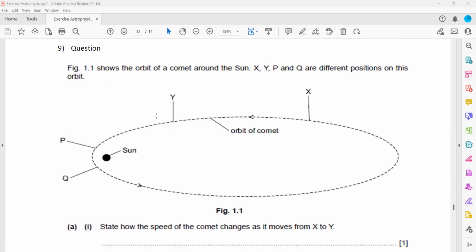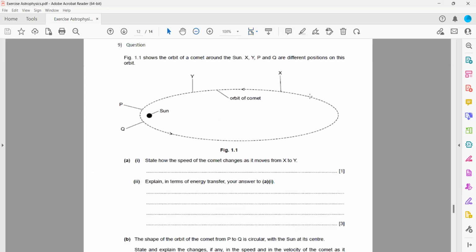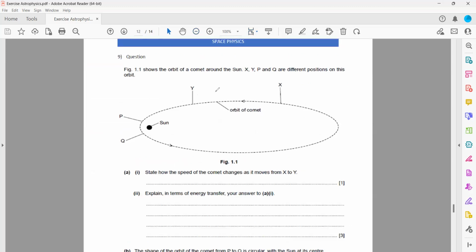In question 9, figure 1.1 shows a comet around the Sun. X, Y, P, and Q are different positions. State how the speed of the comet changes as it moves from X to Y. As it is approaching, moving towards the sun, kinetic energy increases, so the speed of the comet will increase.